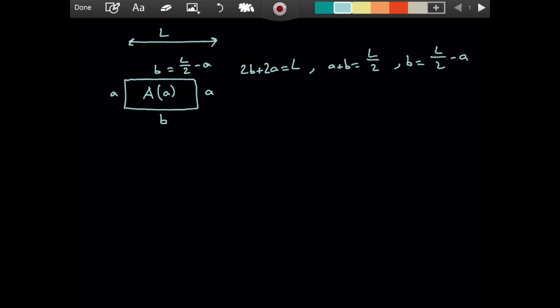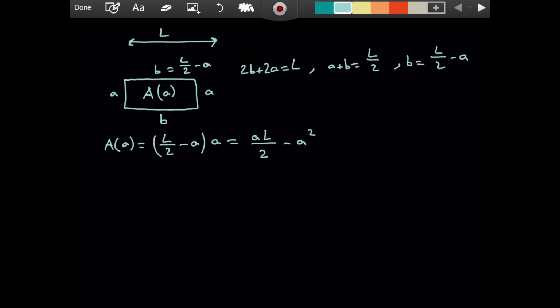So what is the area of a rectangle? You just multiply the two sides that are perpendicular to each other. So then the area as a function of A is L over 2 minus A times A. And if we distribute the parentheses, that is A L over 2 minus A squared. Cool.